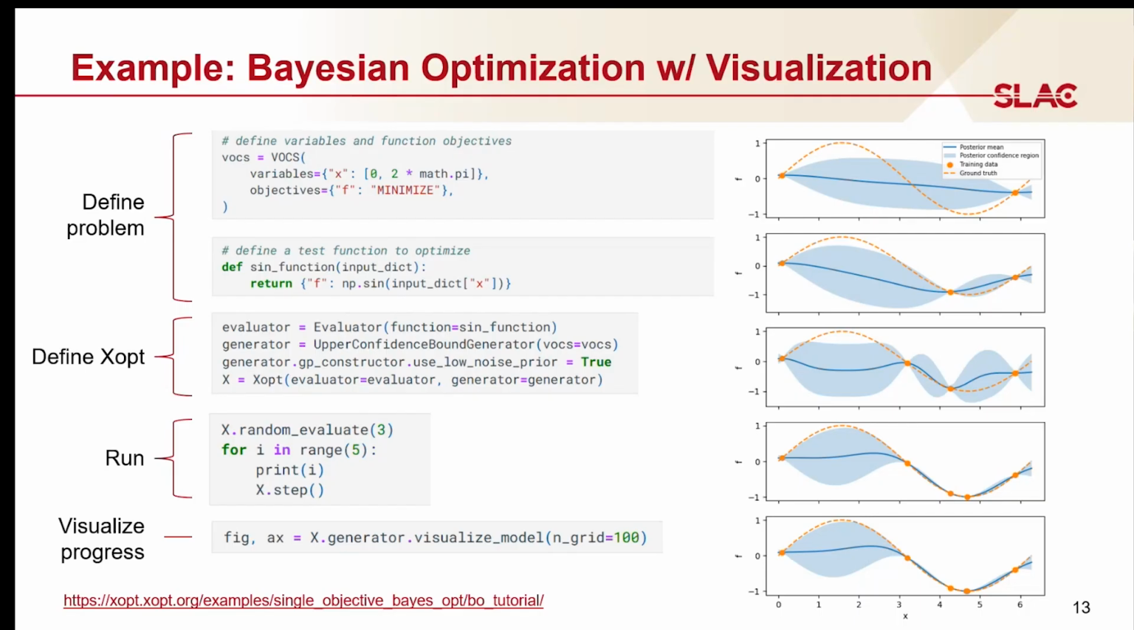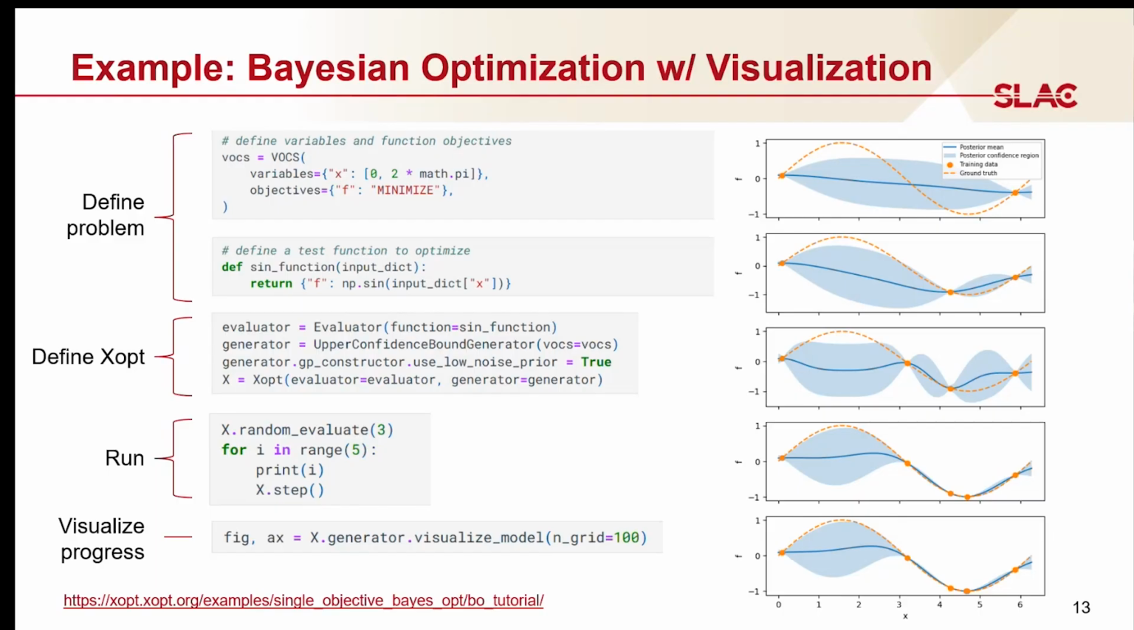In this case, we're trying to minimize just a basic sine function. Essentially what we do is we start by defining our problem with our Vox variables and our evaluate function. We define our Xopt object, and then we run optimization by starting by randomly evaluating a couple of points. And then in a for loop, we call the Xopt step method multiple times in order to run the optimization through multiple iterations.